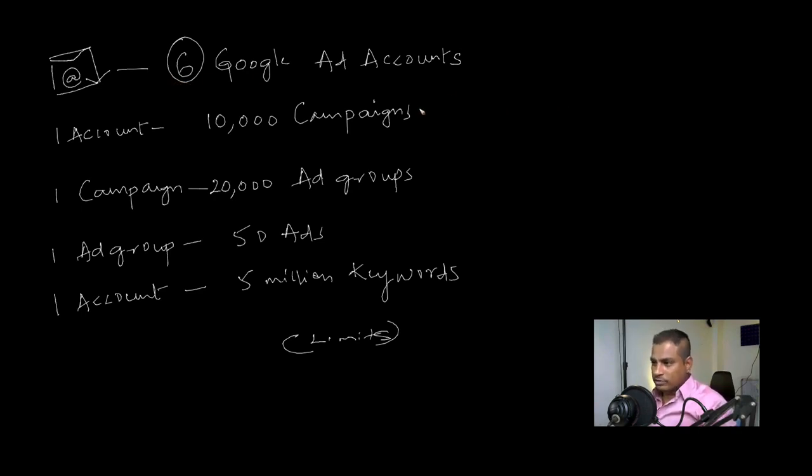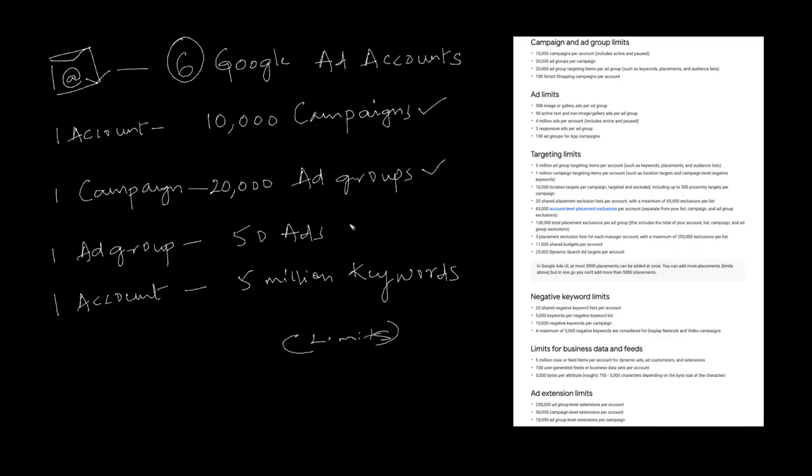One account can house 10,000 campaigns. One campaign can have 20,000 ad groups. One ad group can have 50 ads. When I say 50 ads, I mean 50 active ads. You may have 100 ads, out of which 60 may be inactive, so you still have 40 ads. So at any point in time, each ad group can have about 50 text ads.